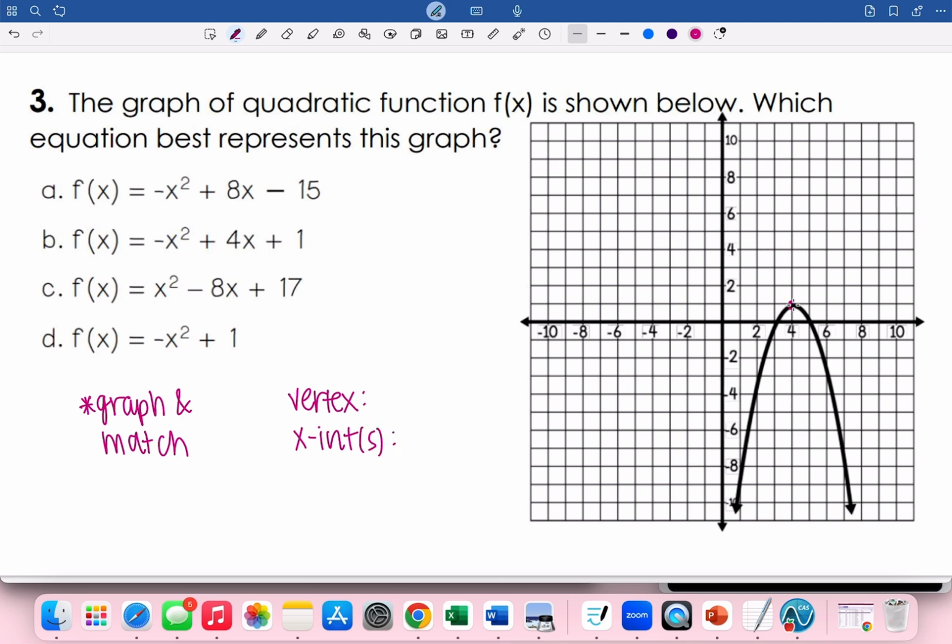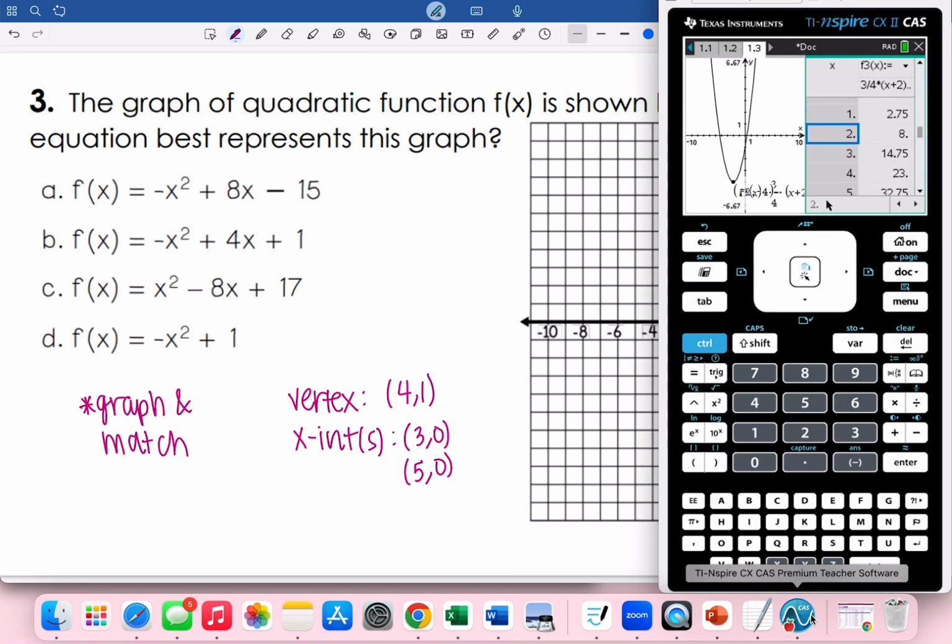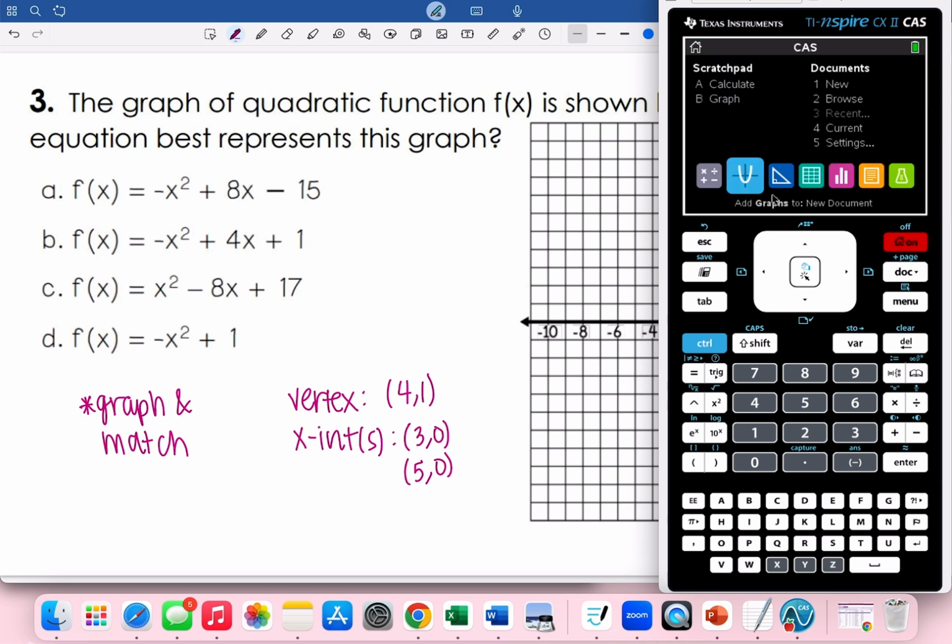So here my vertex is at (4, 1). And my first x-intercept is at (3, 0), and my second x-intercept is at (5, 0). So let's go ahead and look at each one of my answer choices and check to see which one has those characteristics.